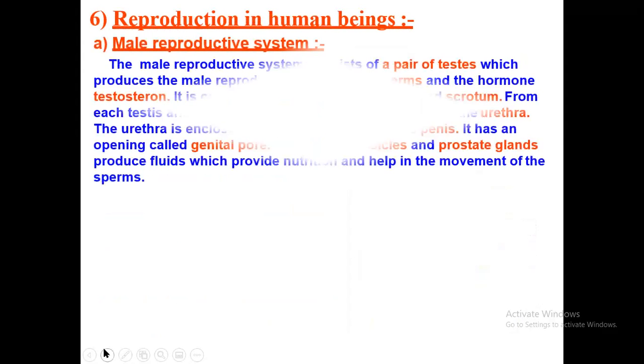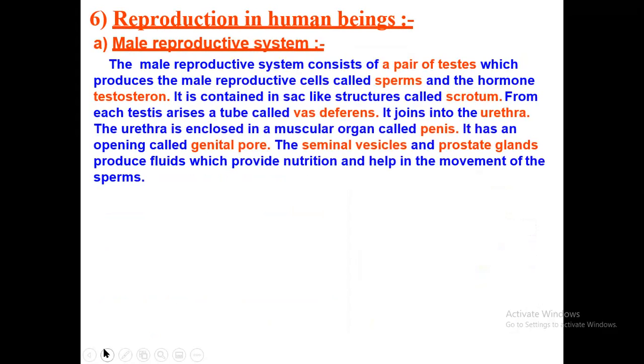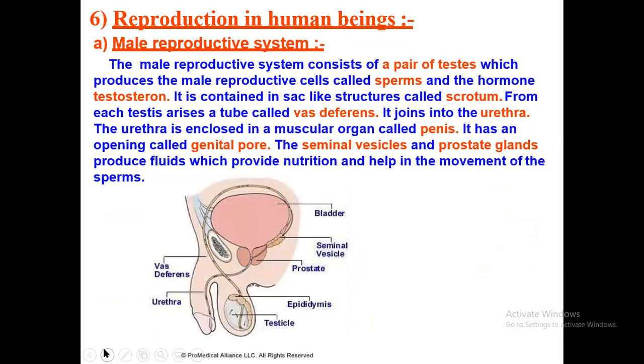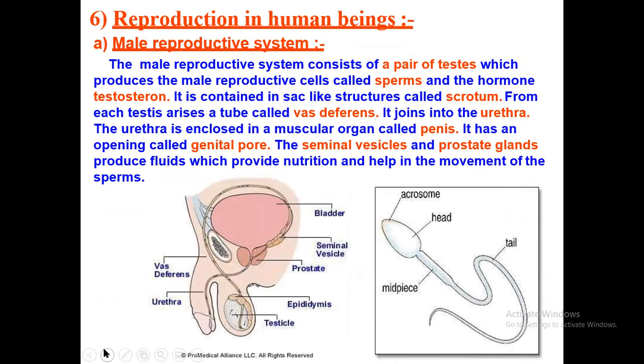Reproduction in human beings. First, we will discuss the male reproductive system. The male reproductive system consists of a pair of testes, which produce the male reproductive cell, that is sperm, and the hormone testosterone. It contains a sac-like structure called scrotum. From each testis arises a tube that is called vas deferens. It joins into the urethra, and the urethra is enclosed within a muscular organ that is called penis. It has an opening called genital pore.